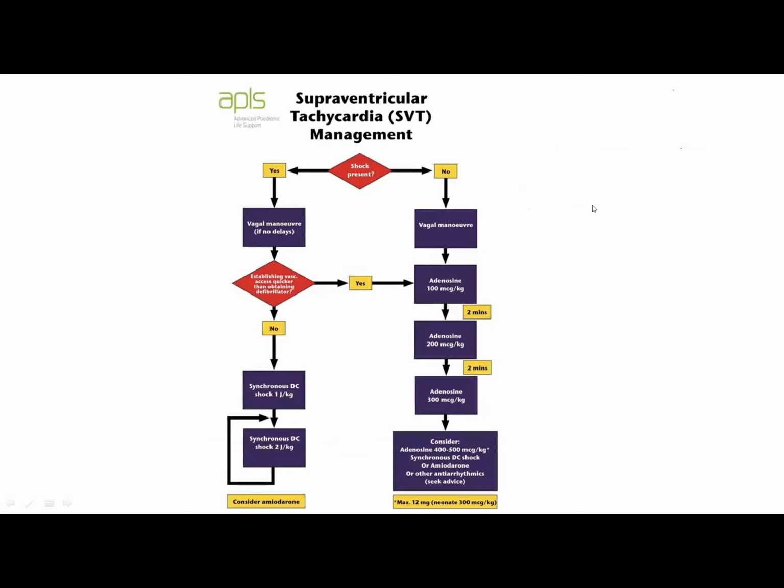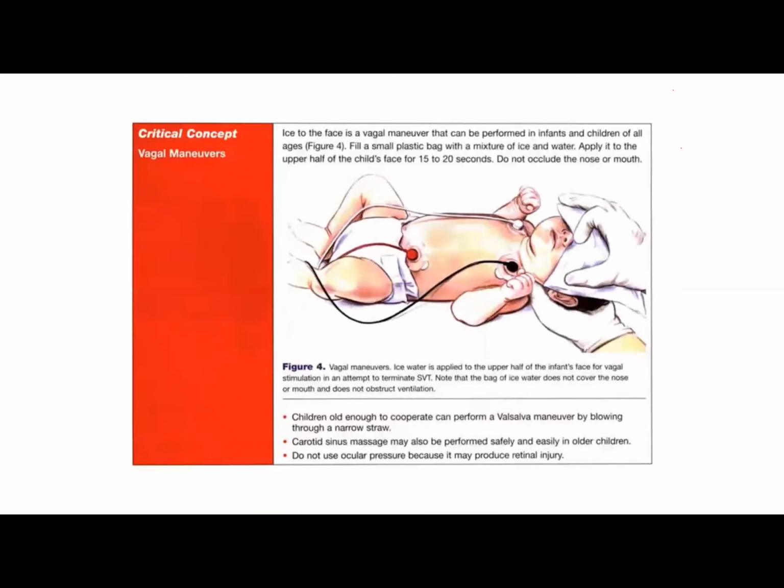So, quite simple. If you can evaluate the child and you see that the child is not in shock and hemodynamically stable, you can first attempt vagal maneuvers. And the most common vagal maneuver we do in our day-to-day practice is placing a pack of ice on the infant's or neonate's face, only covering the upper part of the face and not closing the airway. So fill a plastic bag with some ice and water and place it on the child's face for 15 to 20 seconds and see if the heart rate has come down, if it's reverting to sinus rhythm because of the vagal stimulation.